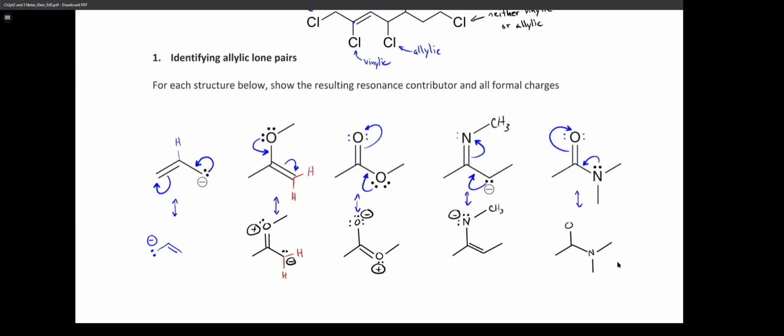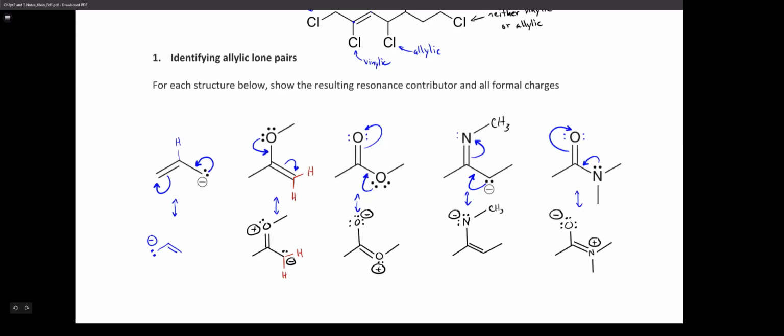Okay, so a new double bond between the nitrogen and that one carbon. We lost a double bond, so this now has 3 lone pairs. And my formal charges: the oxygen is -1, and the nitrogen is +1.